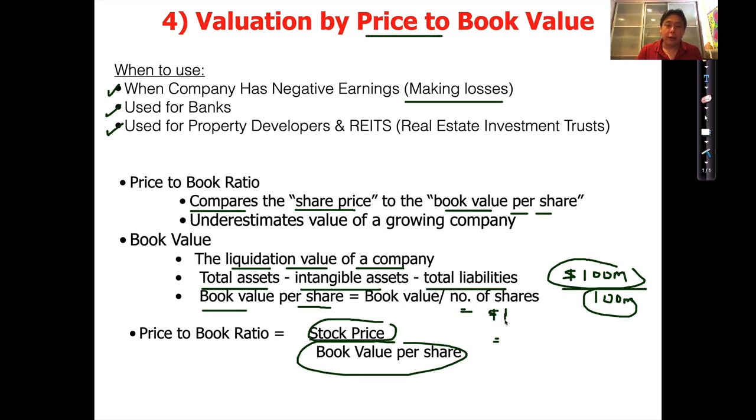Right? So theoretically, if the company were to close down, you should get $1 back. That's what it means, right? Now, what if the share price is now selling at 50 cents? So what's the price to book ratio? You take 50 cents, which is the share price, divided by the book value per share, which is $1, you get 0.5. So is that a good deal?